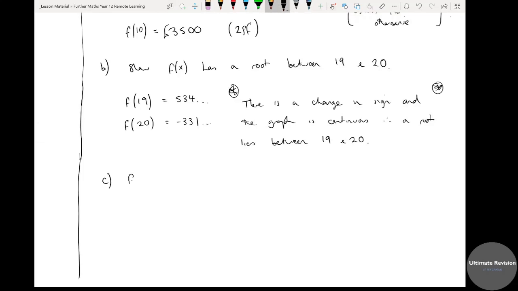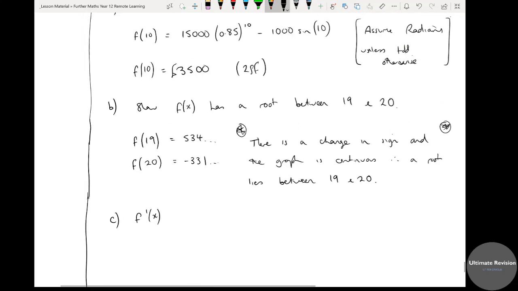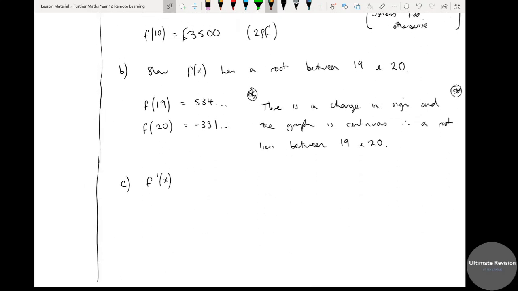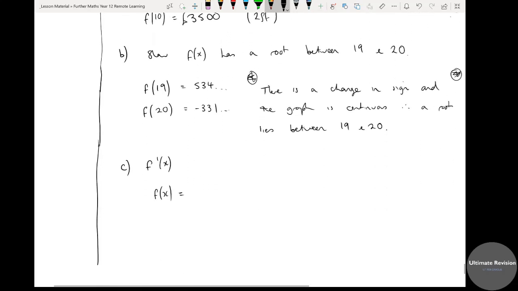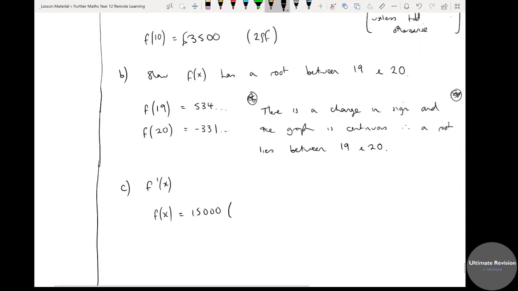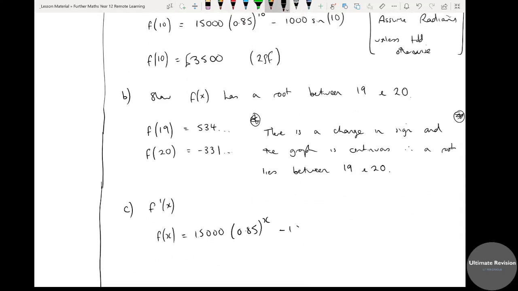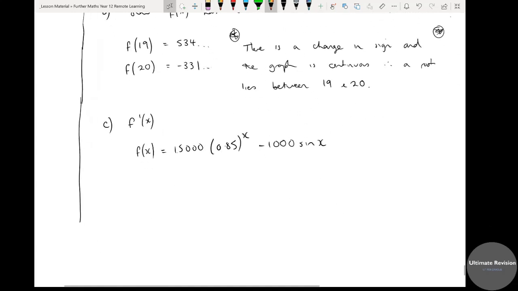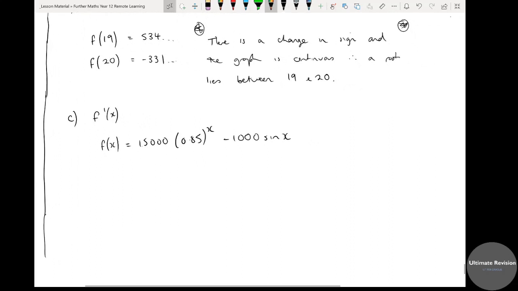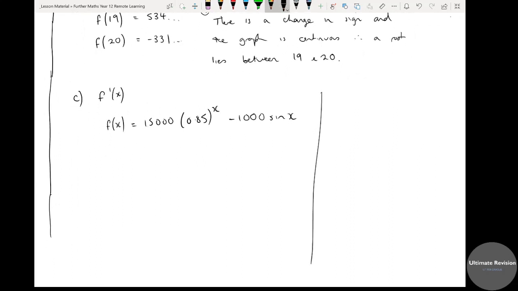C, it's find f'(x). We're finding the differential of that expression. Now let's just see that expression again. So this might not be too easy to differentiate this one. f(x) equals 15,000 × 0.85^x minus 1,000 sin x. Okay, right, we need to differentiate this. And I'm going to do a bit of side working here because the first one's not super easy. So a bit of side working.